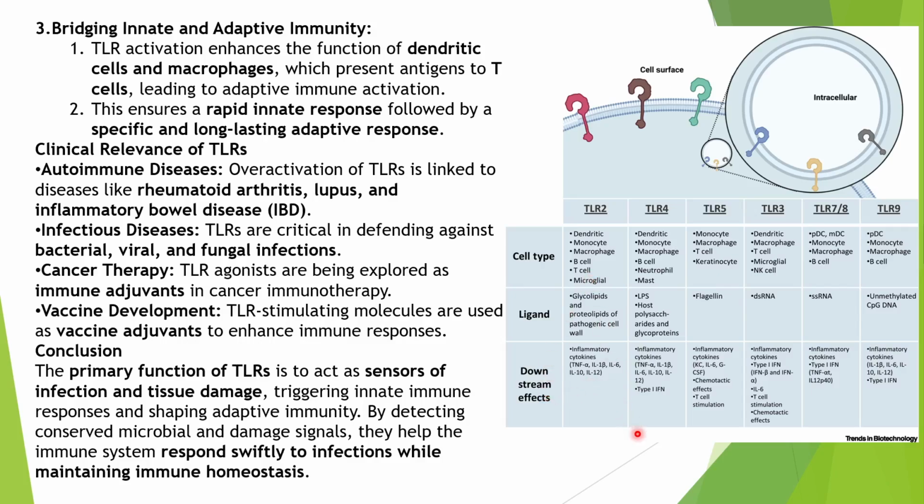Then the downstream effect, in majority of them, is the release of pro-inflammatory cytokines: your TNF alpha, IL-1 beta, IL-6, IL-10 and IL-12. Other than that, specific TLRs also release interferons, activate your T cells, and have chemotactic effects. So depending on the type of TLR and the type of PAMP or DAMP that is present, the particular TLRs recognize it and activate the downstream immune response.